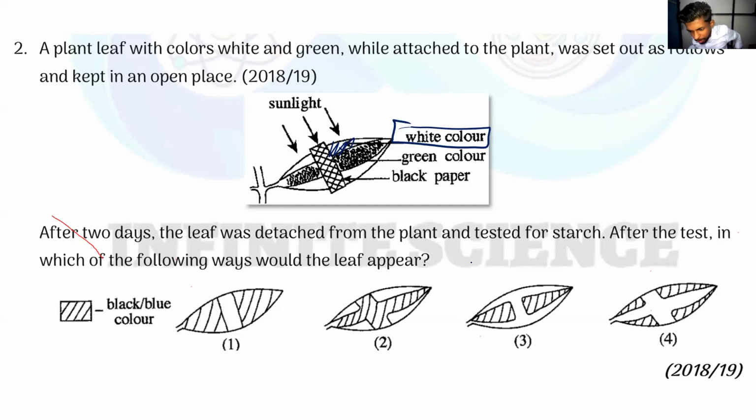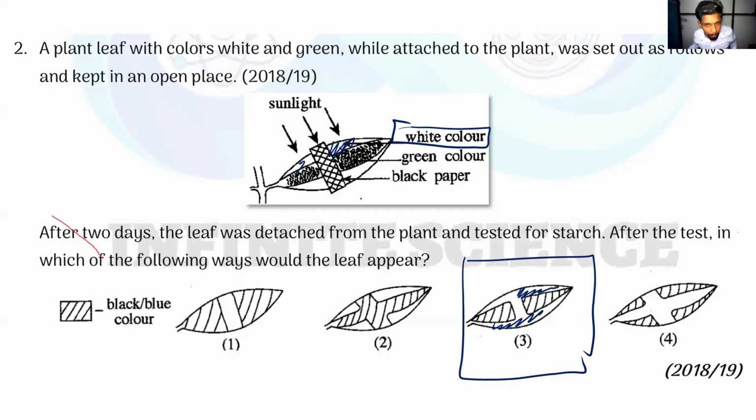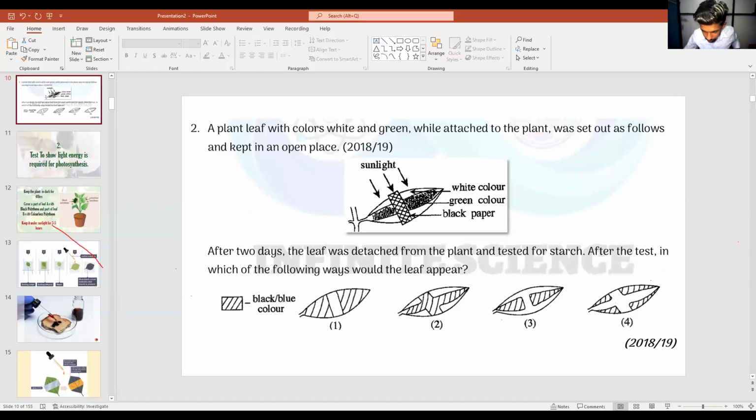Here, look at the third option. I think the third one is the answer. Why? Here, white color, so no color change. White color, so no color change. Here, white area, no color change. And here we have the green color at the center, so we have the color change. So, third one. If you have doubt, please wait for a while. I will show you a picture for the chlorophyll part, don't worry.